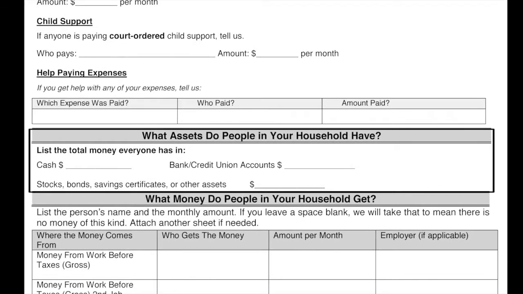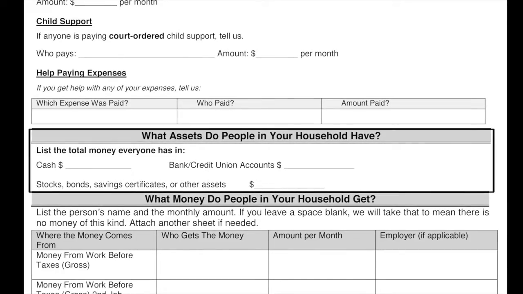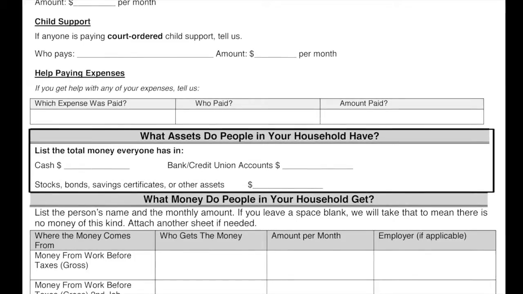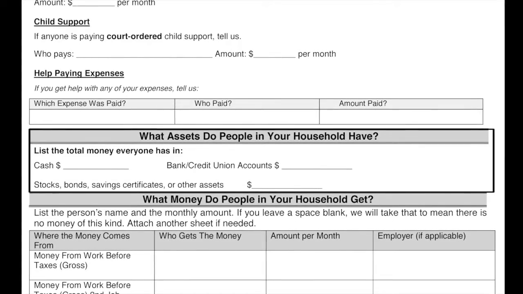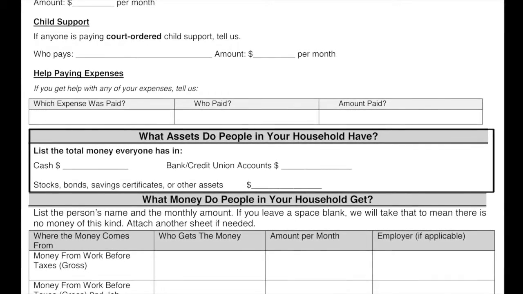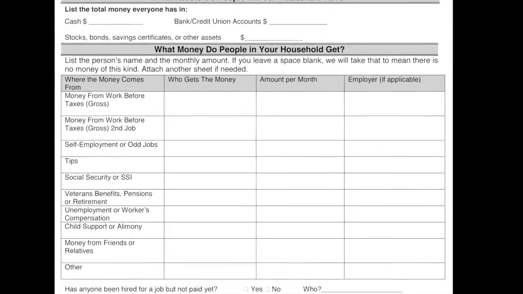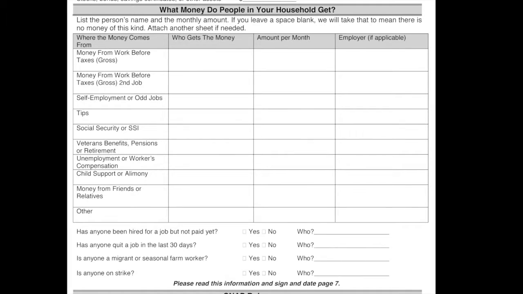The next section talks about assets. List the total money everyone has in cash or bank credit union accounts or stocks, bonds, savings certificates, or other assets. The following section is about income. As with every other application, you always use gross income. You would put who gets the money, the amount per month they receive, and the employer if applicable.